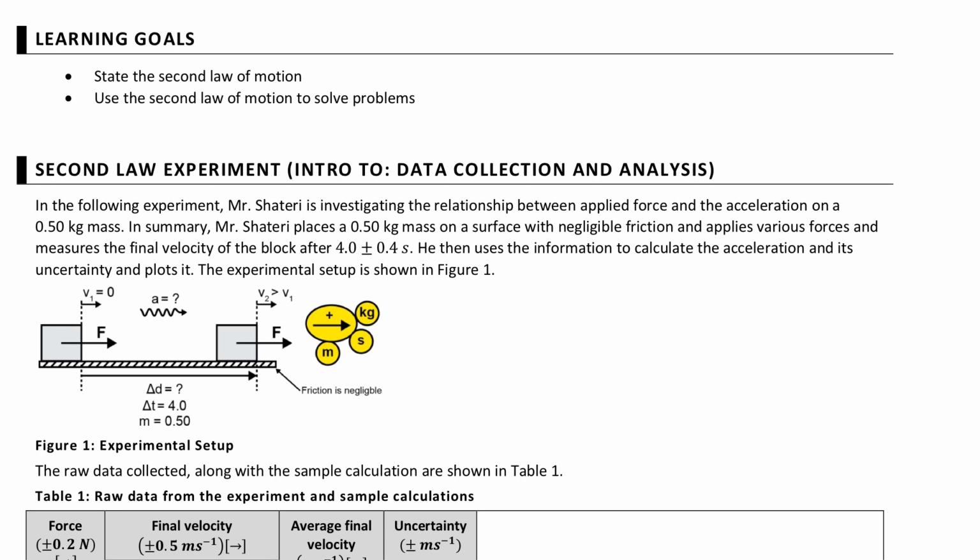Let's talk about second law experiments and how we can collect data experimentally to come up with the second law of motion. And in this situation, this is also an introduction to kind of data collection and analysis. So how do we actually organize our data? What do we do? How do we write it down? How do we show sample calculation? So it's a mix of those two ideas.